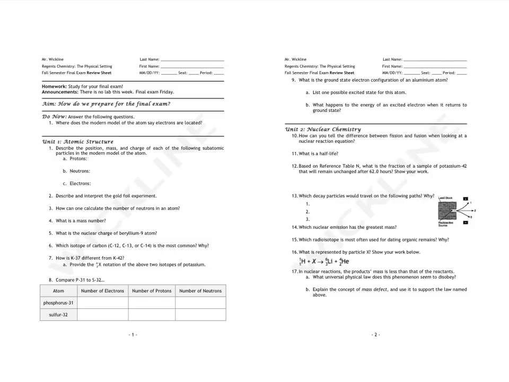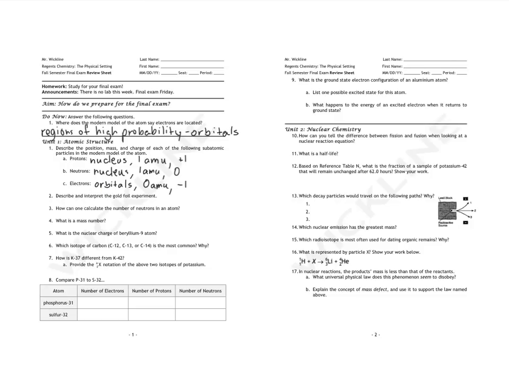Where does the modern model of the atom say electrons are located? It says electrons are located in the orbitals outside the nucleus, or regions of most probable location. We can also describe the position, mass, and charge of protons, neutrons, and electrons. Protons are in the nucleus with a mass of 1 and a charge of 1. Neutrons are in the nucleus with a mass of 1 and a charge of 0. And electrons are in the orbitals with a mass of 0 and a charge of -1.